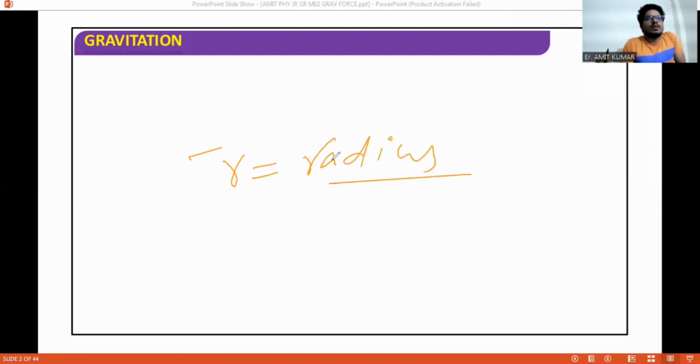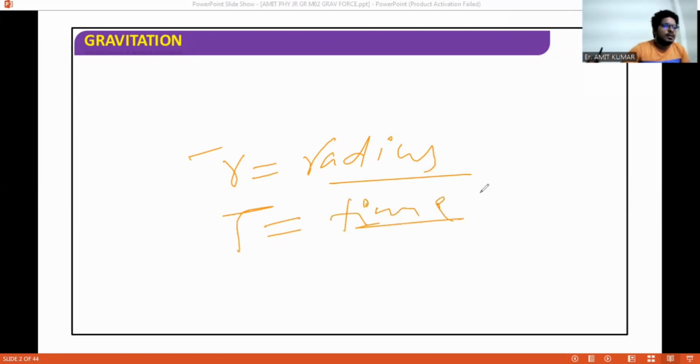You have to take the radius on which the planet is moving, revolving, and capital T is the time taken to complete one revolution. Keep this in your brain.